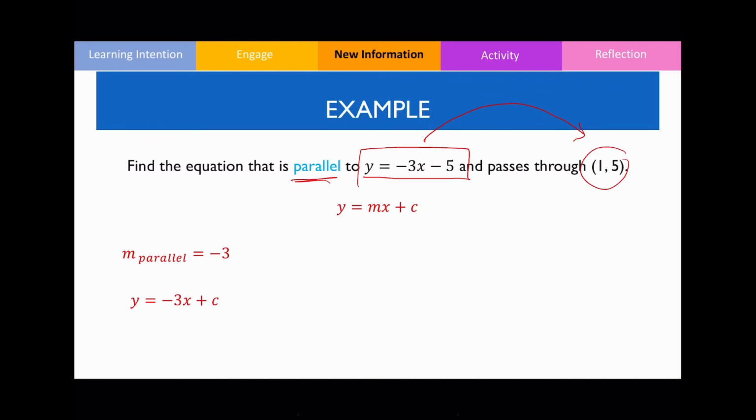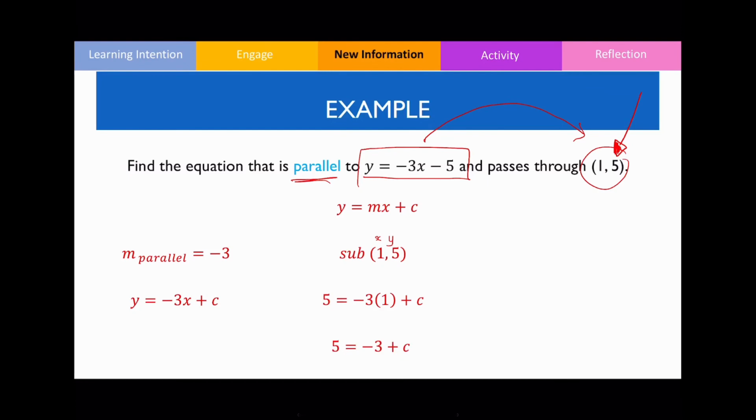So in order to find out the value of c, we're going to substitute this coordinate because we know that this coordinate is found along that particular line. So if we sub that coordinate in, this is where your x value goes, this is where your y value goes, this is what your equation would now look like. What is negative 3 times 1? Well, that's going to be negative 3.